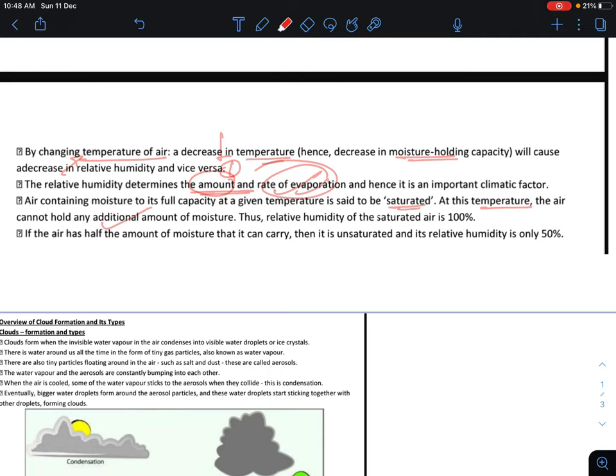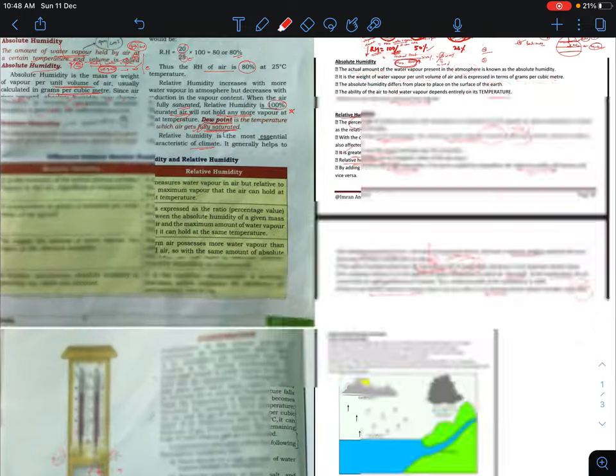If the air has half the amount of moisture that it can carry, then it is unsaturated and the relative humidity is only 50%.